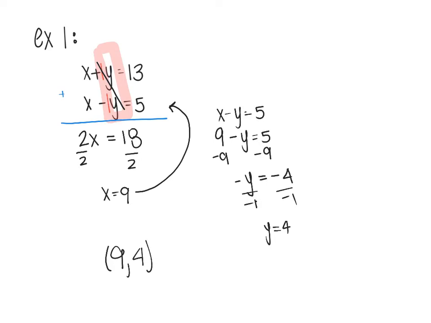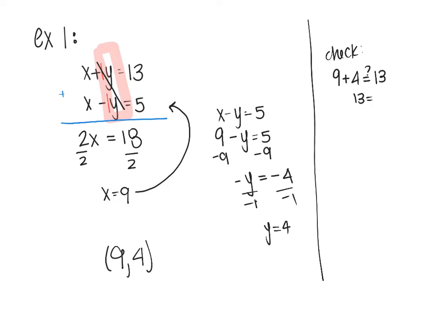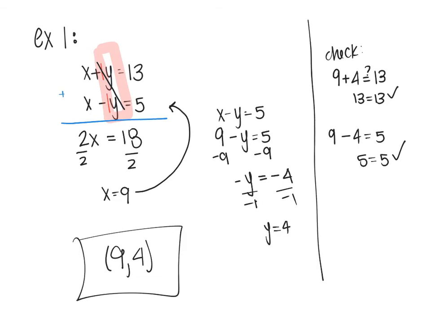Now with these, always check them. So I want to make sure both equations work for this point. So I have 9 plus 4 equals 13. I want to know, is that true? And that one is true, so that's good. Check my second one, which says 9 minus 4 equals 5, and that is true as well. So because it works for both equations, I know that I got it right. So (9, 4) is my answer for that one.